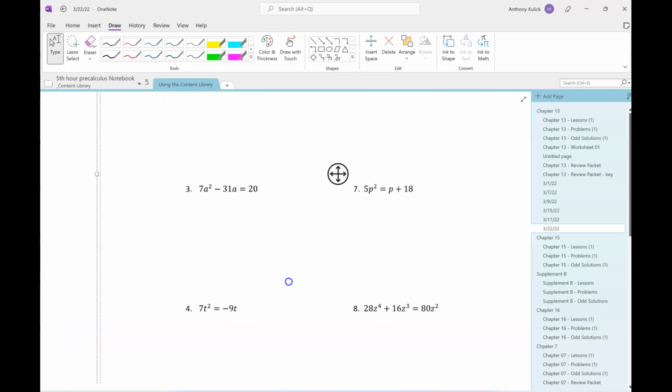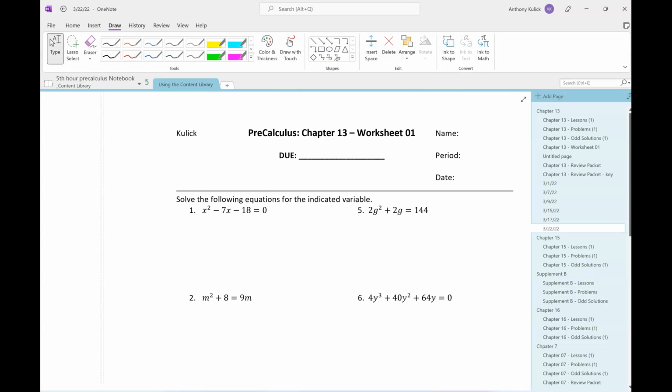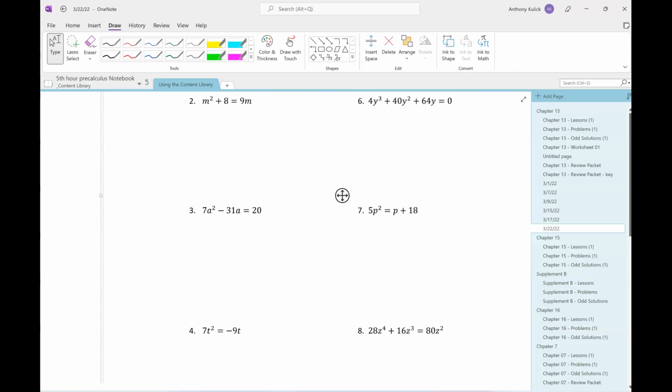All right, you say 3. All right, so we're asked to solve the equations here. So in 3, the equation there in question is a quadratic. To solve a quadratic, I have to first have it equal to 0. So I'm just going to subtract 20 from both sides.